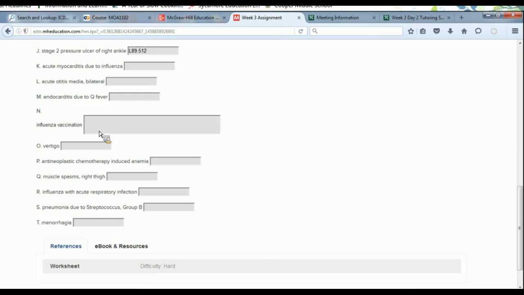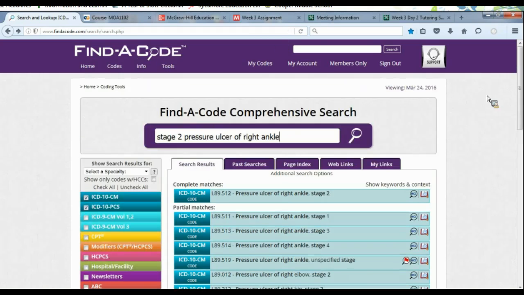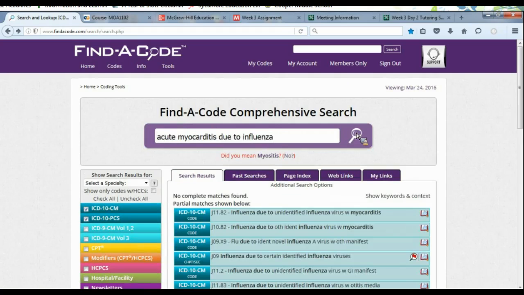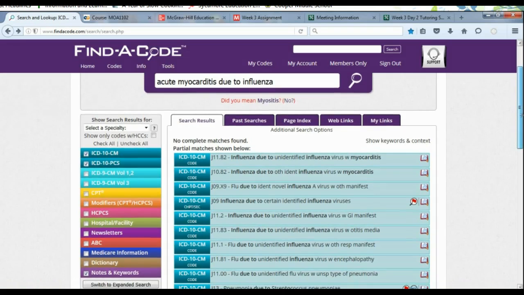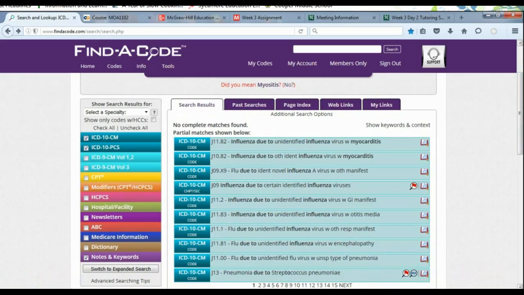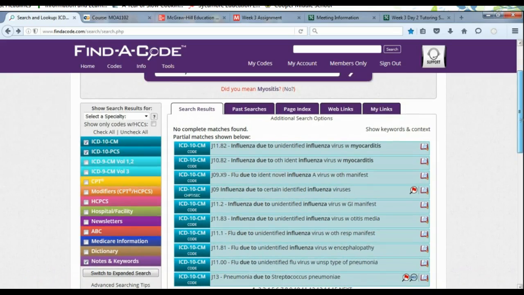Next, we have acute myocarditis due to influenza. Okay. Now, I know some had questions regarding this because it's worded differently. Acute influenza due to myocarditis, not myocarditis due to influenza. However, there are no complete matches found. So what we're going to do is look in the partial matches. The first one says influenza due to unidentified influenza virus with myocarditis. The second one says influenza due to other identified influenza virus with myocarditis.